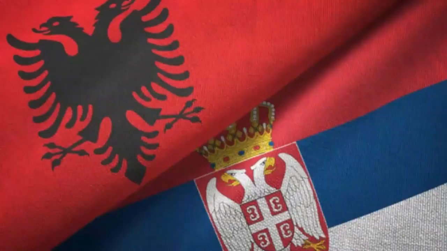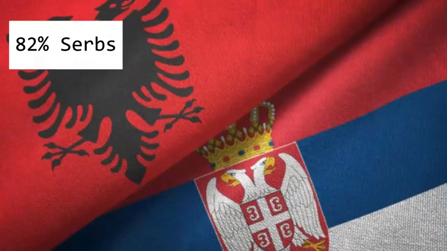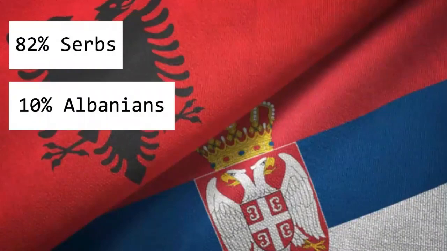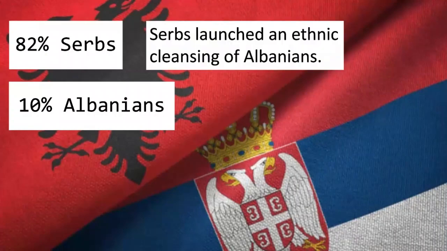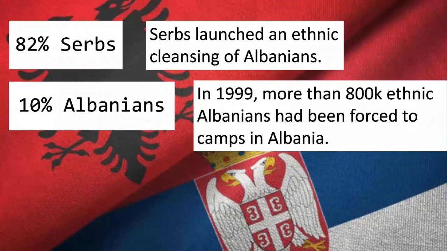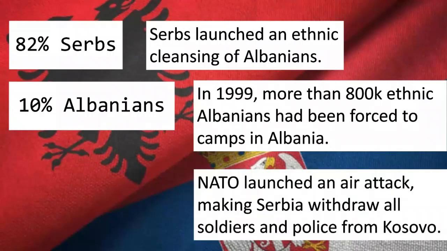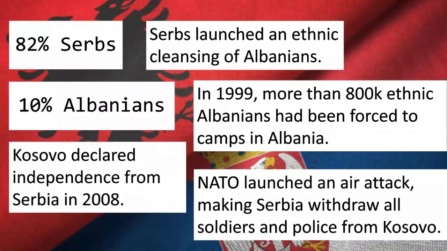Kosovo. Kosovo contained 82% Serbs and 10% Albanians. So with Serbs being the majority of the population, they launched an ethnic cleansing of Albanians. In 1999, more than 800,000 ethnic Albanians had been forced to camps in Albania. NATO launched an air attack because of this, and this made Serbia withdraw all soldiers and police from Kosovo.